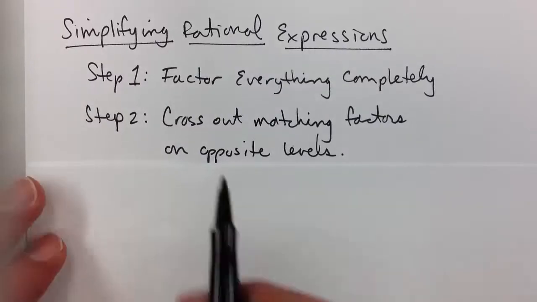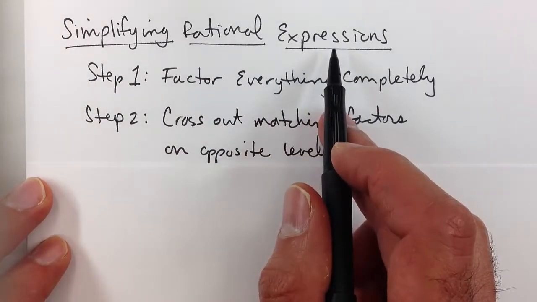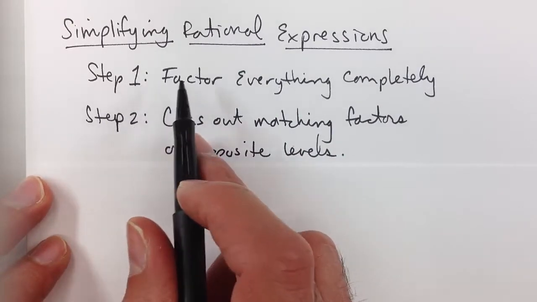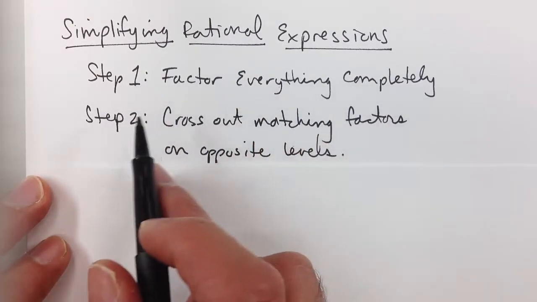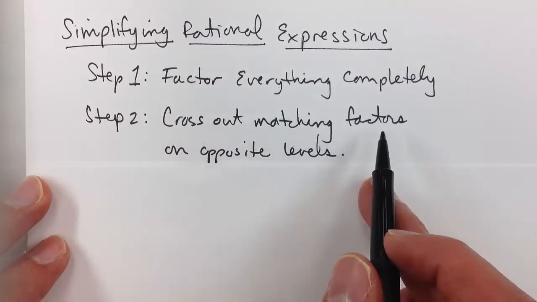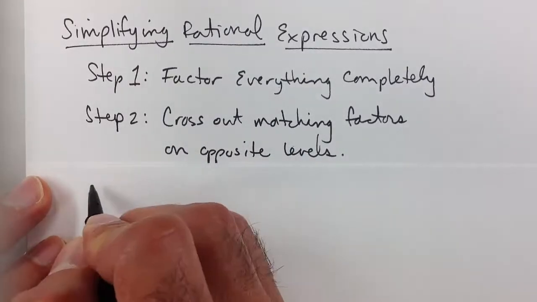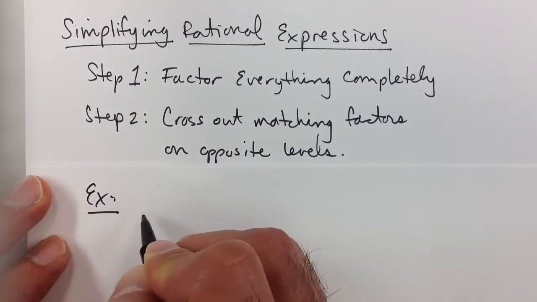This video is about simplifying rational expressions, and I'm going to follow a two-step process to do this. First step being to factor everything completely, and the second step being to cross out matching factors on opposite levels. And we'll see these come to life with some examples here. So let's start with an example that looks like this.